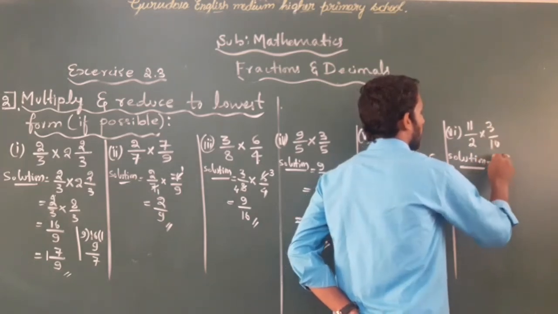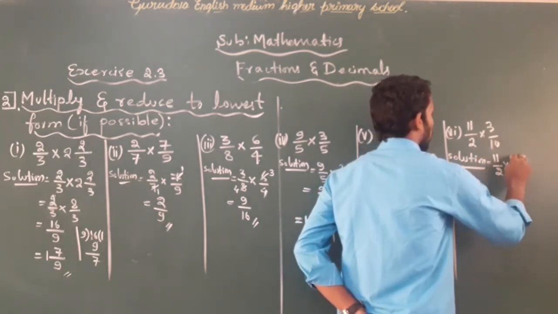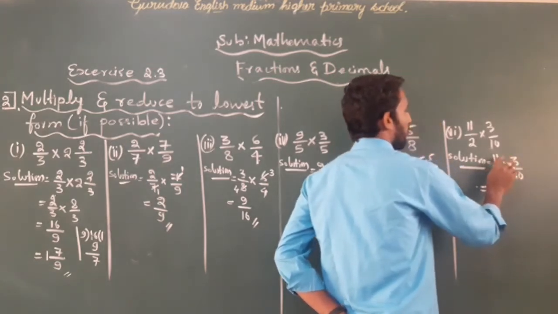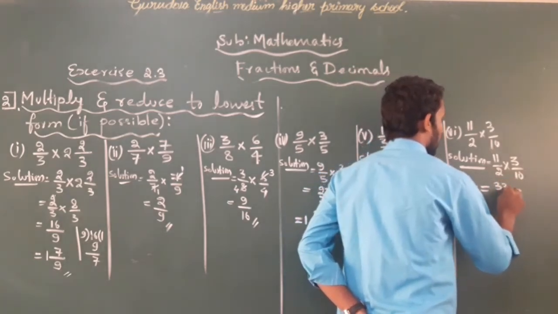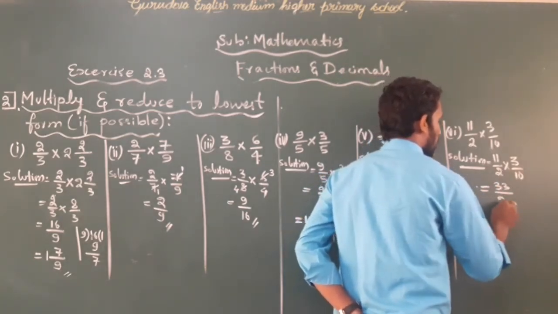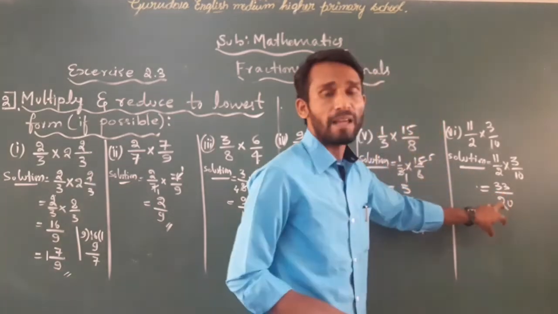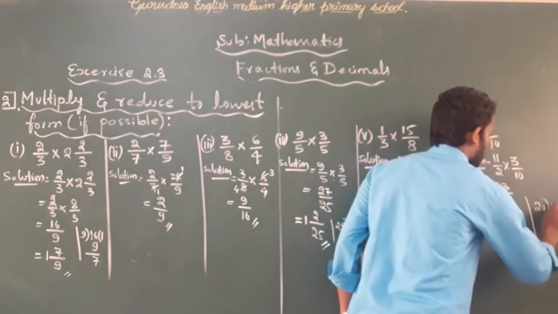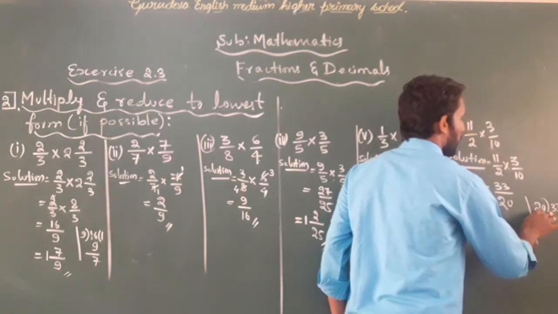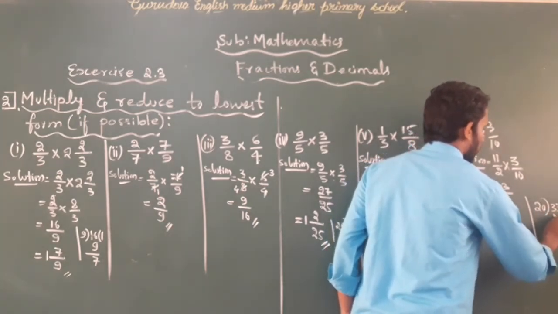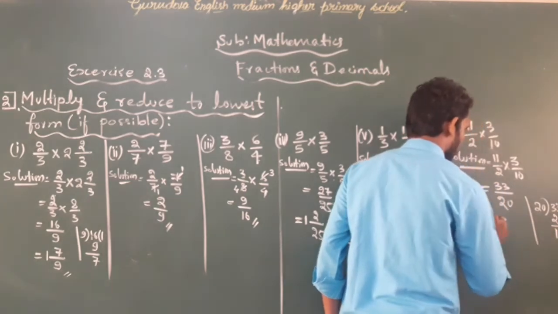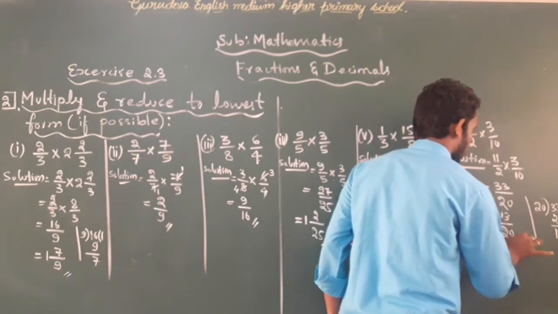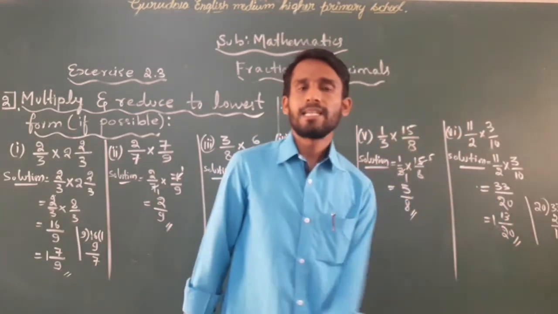Solution. 11 by 2 into 3 by 10. When we multiply, 11 into 3 is 33, and 2 into 10 is 20. Here also we got an improper fraction. We have to convert it into a mixed fraction. We divide 33 by 20. 20 ones are 20, remaining 13. Writing as a mixed fraction, we get 1 whole 13 by 20. This is the solution.